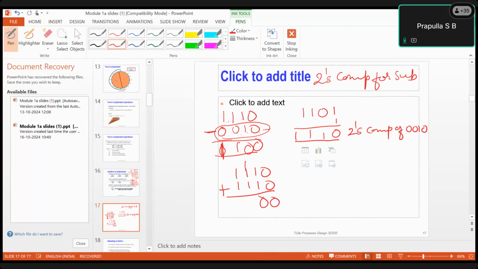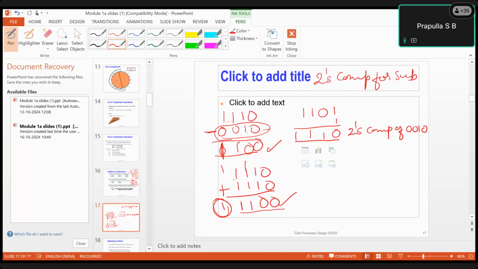1 plus 1 is 1 0. So 0 and carry 1. 1 plus 1 plus 1 is 1 and carry 1. 1 plus 1 plus 1 is 1 and carry 1. So while performing the subtraction, you have to neglect the carry. Whenever you are subtracting a smaller number from a larger number, you will get a carry, and that carry should be neglected. So your answer is 1100, which was absolutely right.